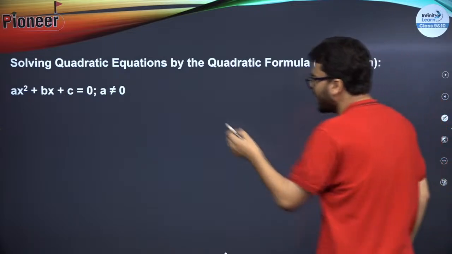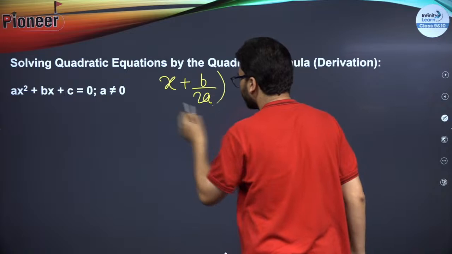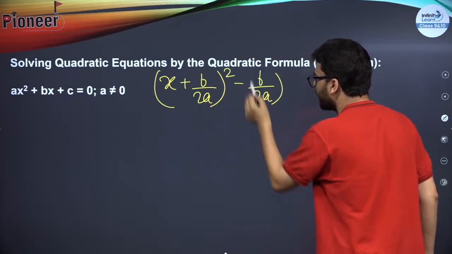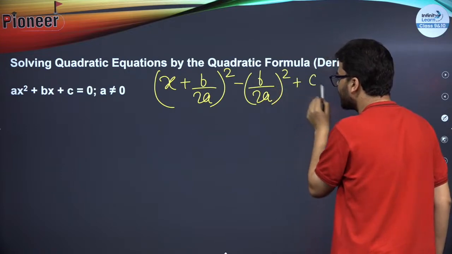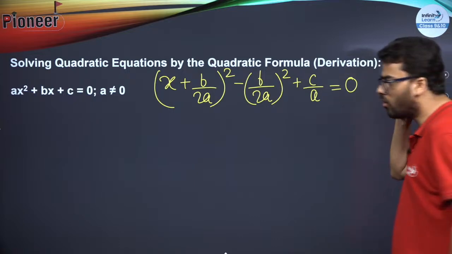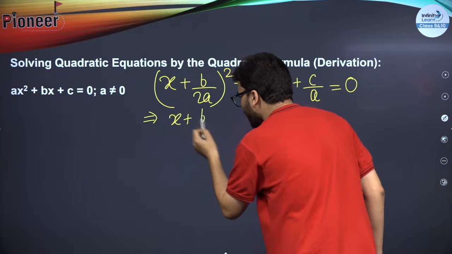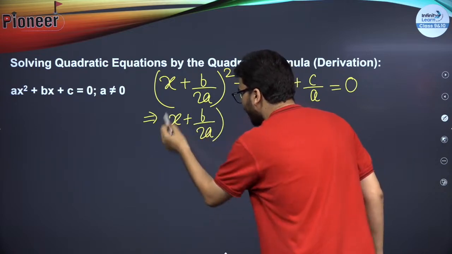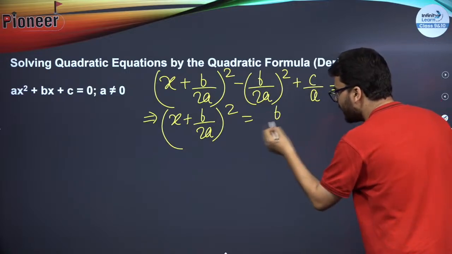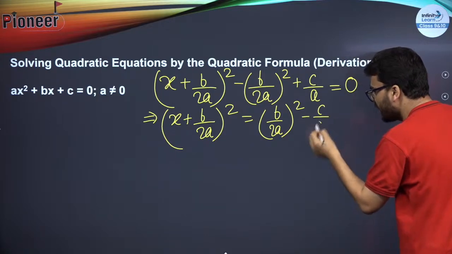So it was what, guys? x plus b by 2a the whole square minus b by 2a the whole square plus c by a, that is equal to 0. You got it over here? Now over here what can I do? I can write it like this, x plus b by 2a the whole square, and this whole thing I can take on the other side of the equation. So I will get b upon 2a the whole square minus c upon a, correct?